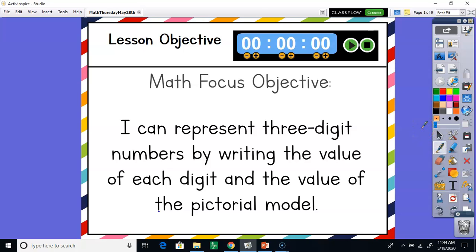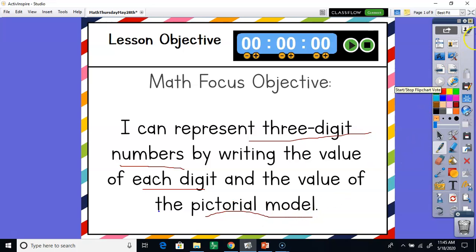It's Miss Dysoner here. We are going to continue practicing three-digit numbers. It's actually our last day of school. Can you believe it? So we are going to do something easy and quick, just so you can enjoy your last day of school. So we are going to represent three-digit numbers like we have been for the last few days by writing the value of each digit and the value of pictorial models.